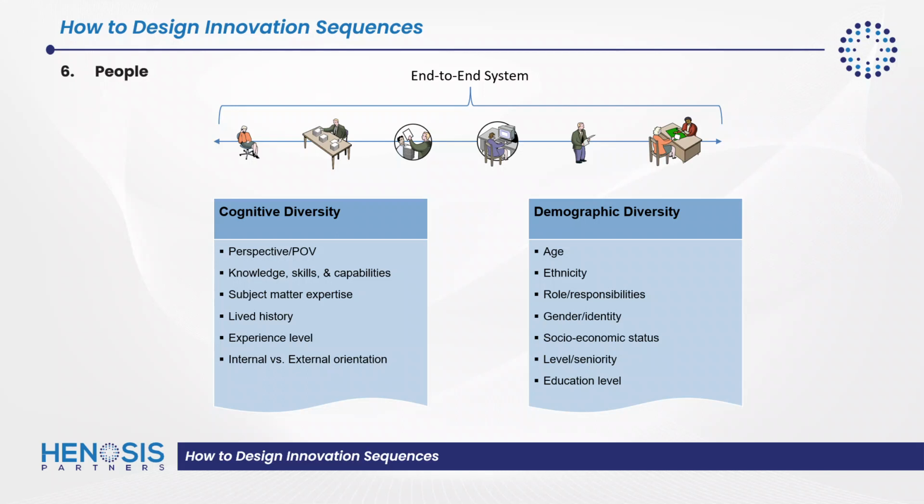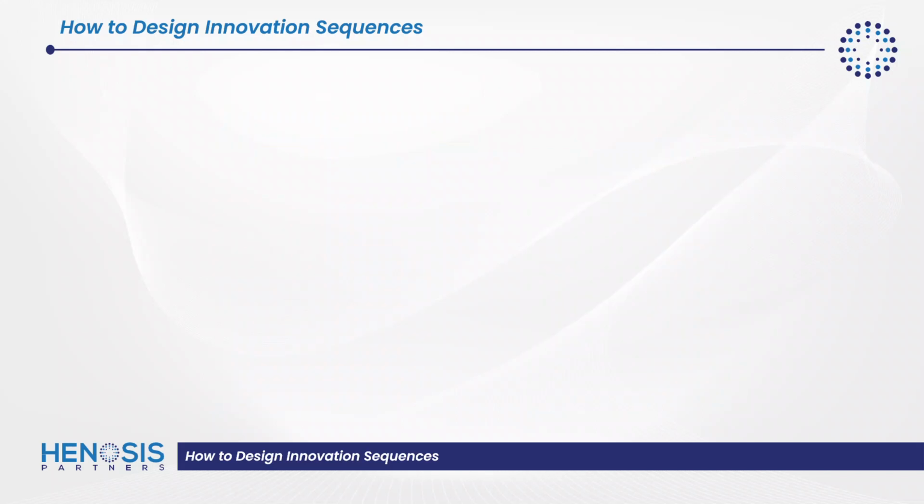Inviting the right people to solve your complex adaptive challenge is the key to solving the challenge. And by inviting individuals that reflect the end-to-end system, that reflect high cognitive diversity, and that reflect high demographic diversity, you increase your chances of effectively solving the challenge.